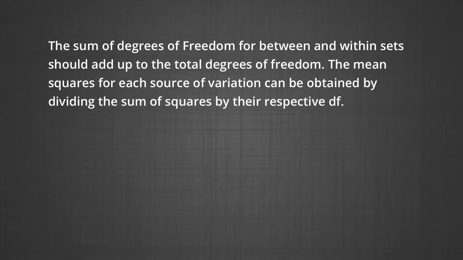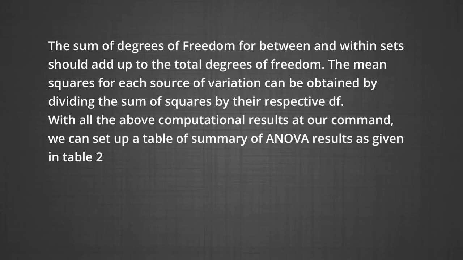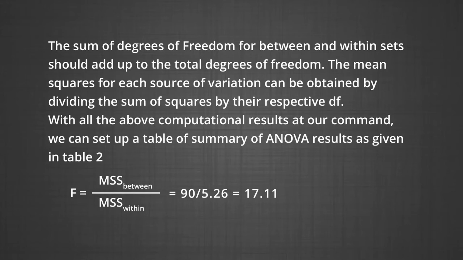The mean squares for each source of variation can be obtained by dividing the sum of squares by the respective DF. With all the above computational results at our command, you can set up a table of summary of analysis of variance results, as given in table 2. And the formula is like this: F is equal to MS between upon MS within. That is 90 upon 5.26, and the final value is 17.11. And the degrees of freedom are 2 and 27.